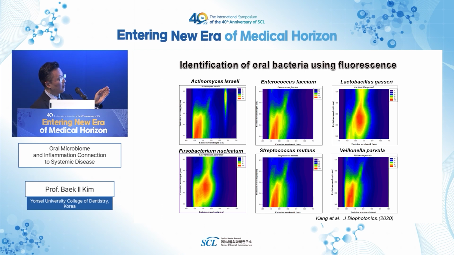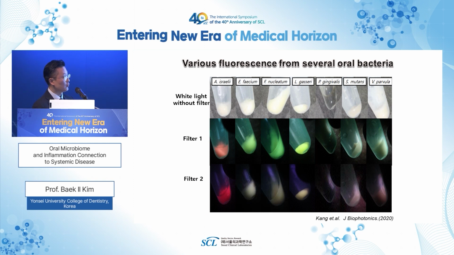Then you can see this fluorescence chart, where the x-axis is emission wavelength and the y-axis is excitation wavelength. With this excitation and emission matrix, we can distinguish each bacterium by its fluorescence pattern. We can apply this pattern to make a specialized filter. In white light images, we cannot distinguish each bacterium. But with filter 1 and filter 2, we can distinguish these bacteria. This is a very useful tool for screening tests in the clinical field.